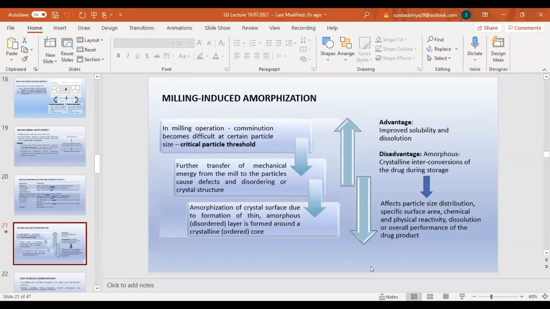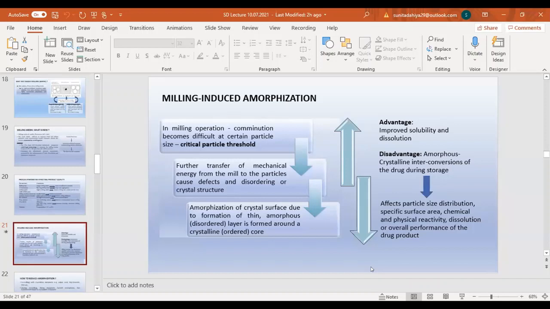Especially, this milling induced amorphization is observed at a particular critical particle threshold, which will be different based on the mill design. Critical particle threshold means that even if you give more energy, and you run the mill for a longer period of time, you cannot reduce the particle size below a certain level, which is known as the critical particle threshold.